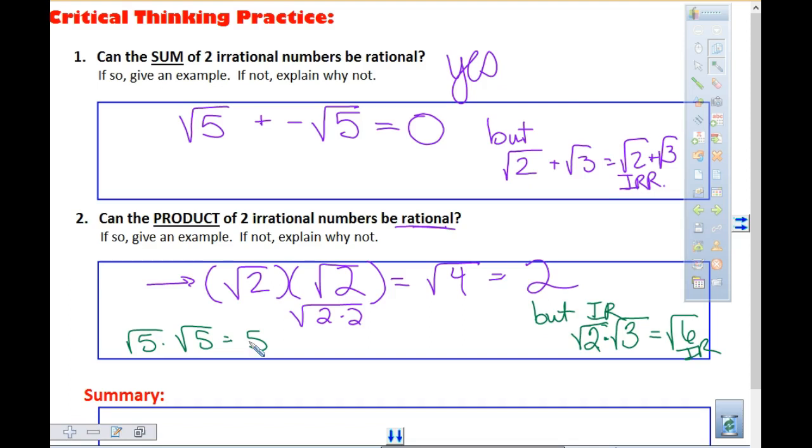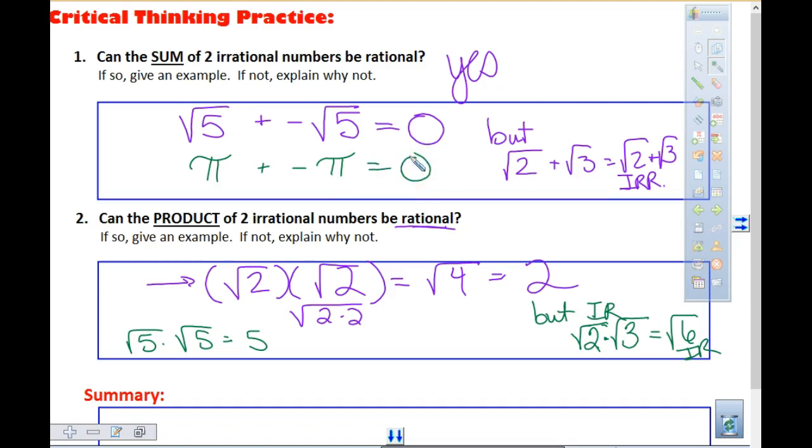Now pi, it doesn't work. Pi does work up here for the addition part, right? Because if I add pi plus negative pi, even though it never ends and continues, right? If I add the two opposites, I'm going to get 0. All right.